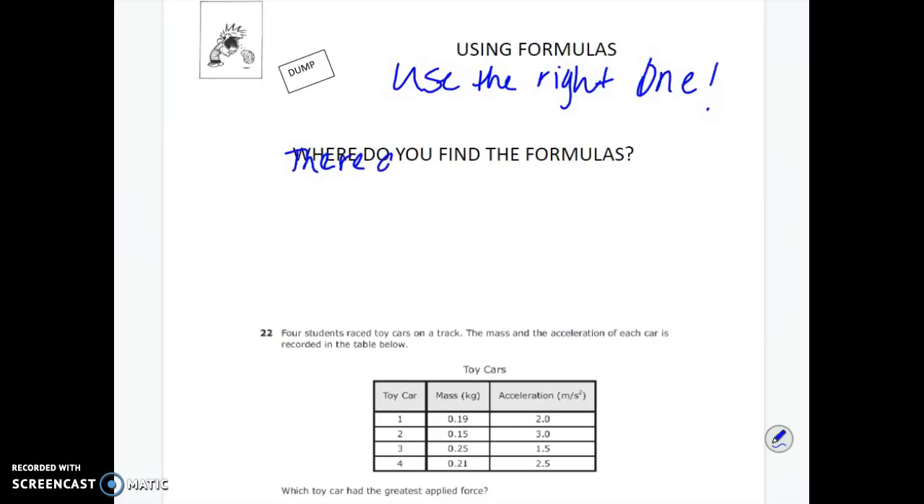Why is it doing this again? There are 3 formulas. Sorry, we're having technical difficulties with these pens.